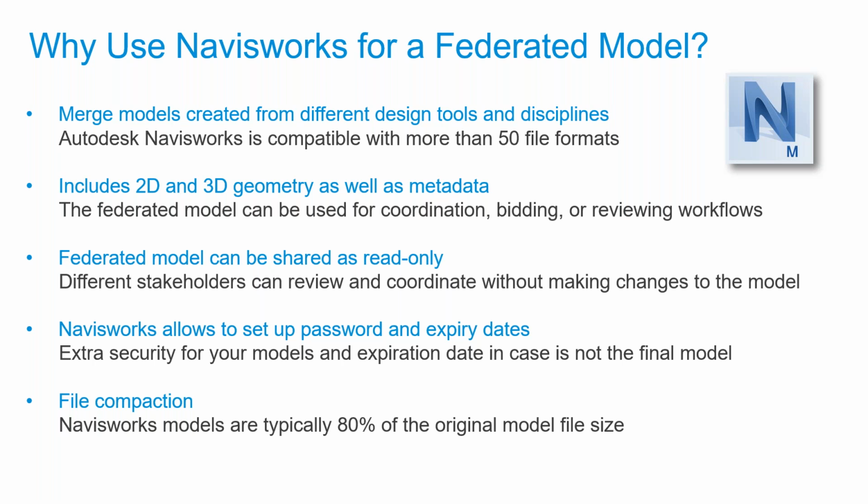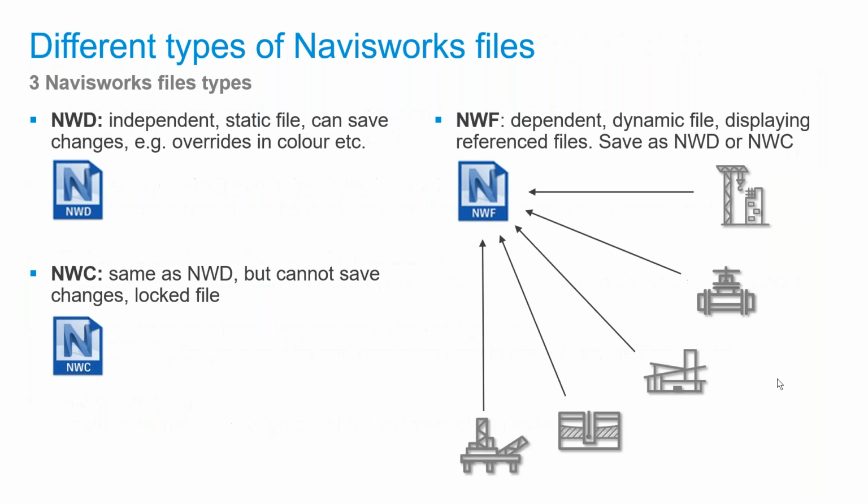There are 3 different file types when working with Navisworks. You have the NWDs, which are the main file, like an independent static file that you can save. That's the complete model with all the data in there, but it also includes your overrides. If you change colors and things like that, you can save out to an NWD and get that to somebody to view. They could use Navisworks Manage or Simulate, even Navisworks Freedom. You can open those up and view those NWD files.